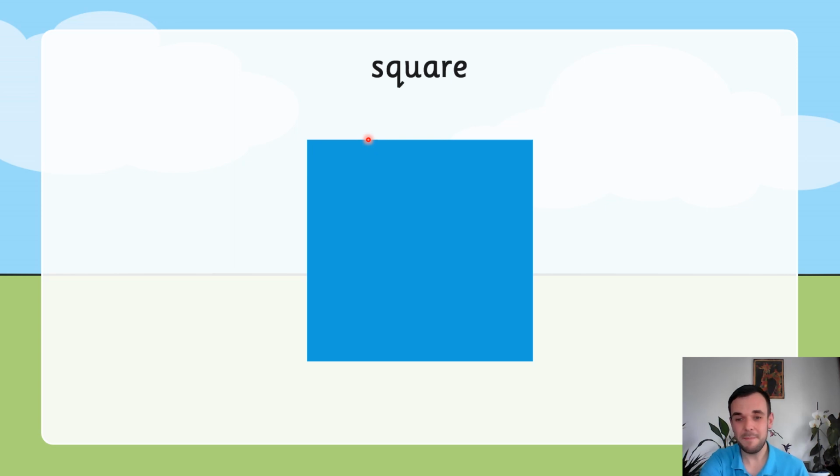Here is a picture of a square. How many sides does a square have? Well, we've got 1, 2, 3, 4. A square has 4 sides. And what is special about a square is that the sides are all the same length. That's very important. You need to remember that. The sides of a square are all the same length.